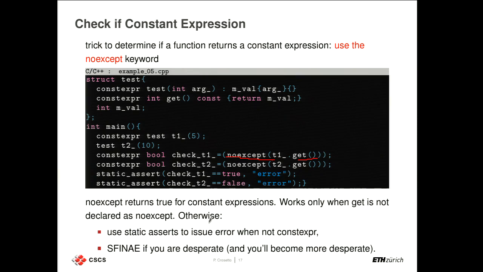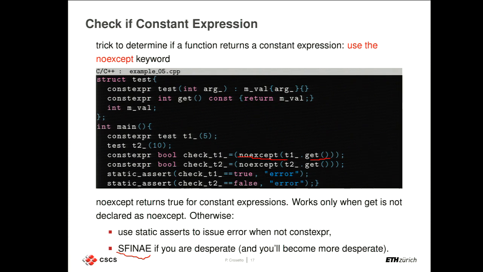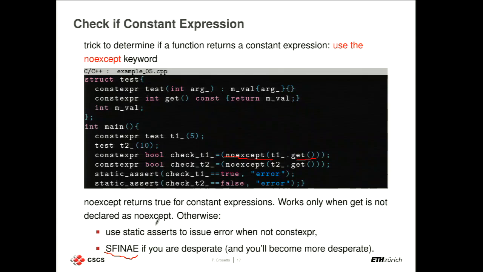There are other tricks to do that, which is SFINAE. But these are really complicated. Look it up online, and if you want to complicate your code and use macros everywhere, then go ahead, but I would not suggest it. To make sure that your things are constexpr, just use a static assert and issue an error where they're not constant expressions. So this is a good practice.